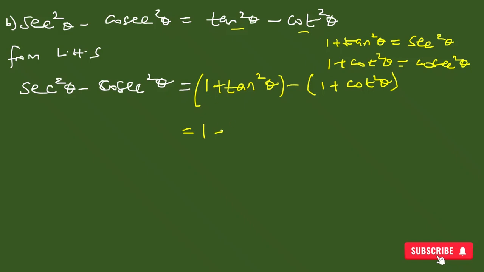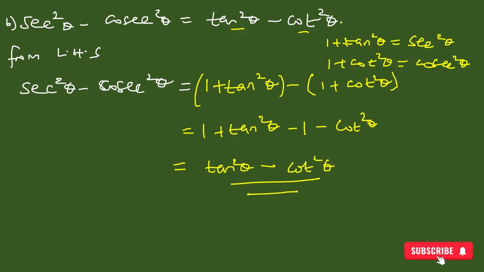This is 1 plus tan squared theta. The minus expands, we end up with minus 1 minus cot squared theta. And 1 minus 1 disappears. So we remain with tan squared theta minus cot squared theta, and this is what is required here.